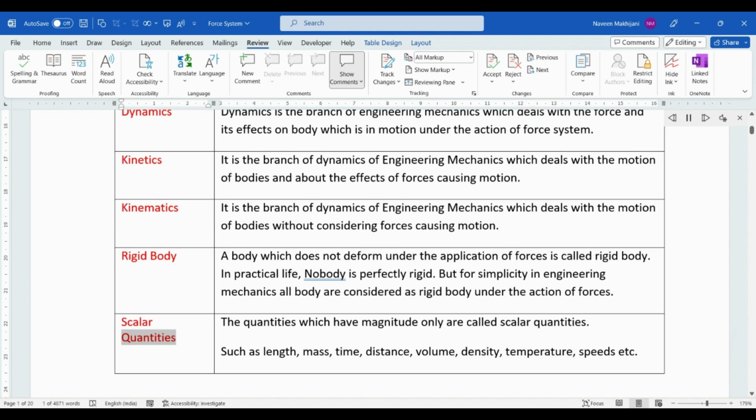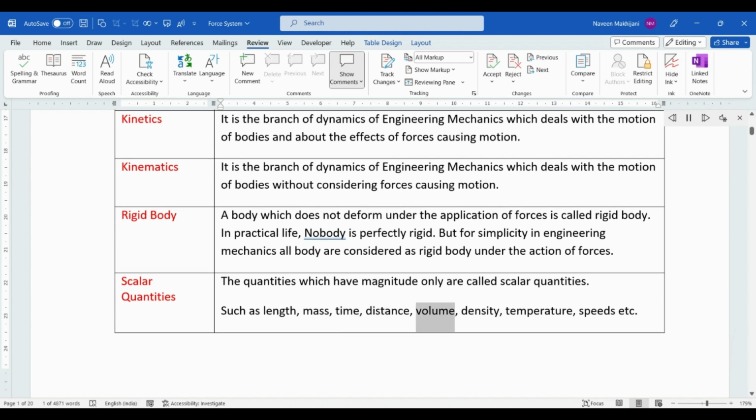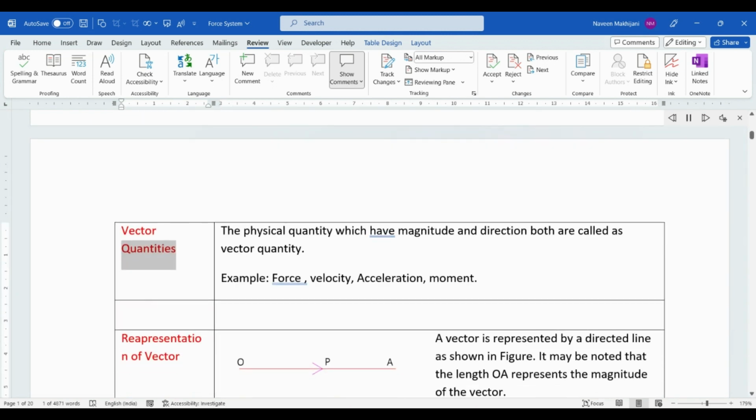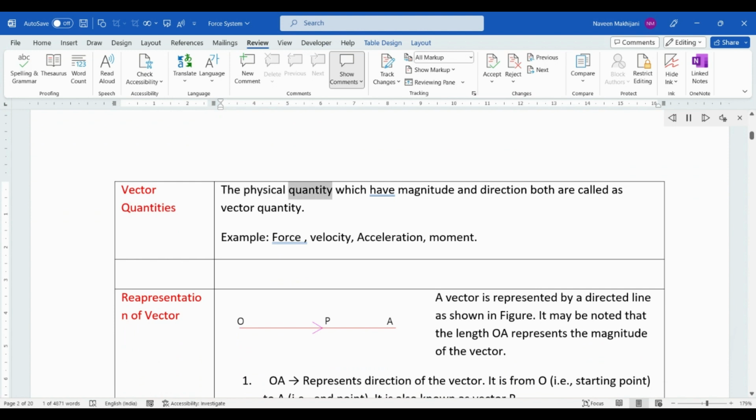Scalar quantities. The quantities which have magnitude only are called scalar quantities, such as length, mass, time, distance, volume, density, temperature, speed, etc. Vector quantities. The physical quantities which have both magnitude and direction are called vector quantities. Examples: force, velocity, acceleration, moment.